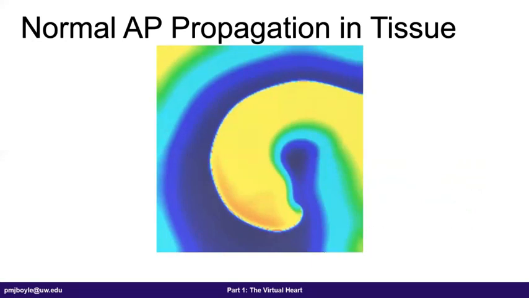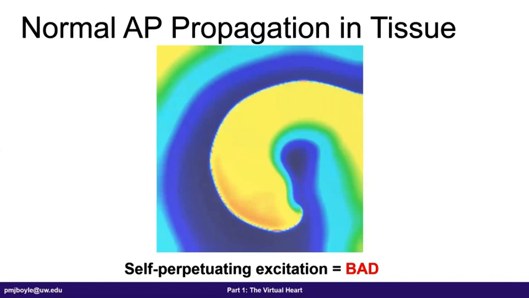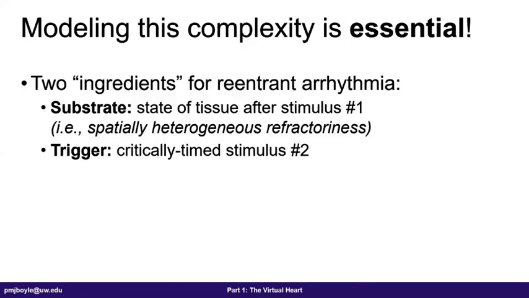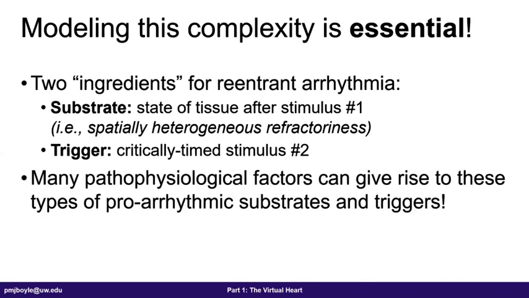So I wanted to really drive home that it's critical that the models can reproduce this type of self-perpetuating excitation, which from a nonlinear dynamics perspective, I can tell you is not a trivial problem. And the reason why this is so essential is because in the previous toy example, we had the two ingredients for reentrant arrhythmia. So the substrate, in that case, was the state of the tissue after the first stimulus, and the trigger, the sort of spark that lights the fire, is the critically timed second stimulus.